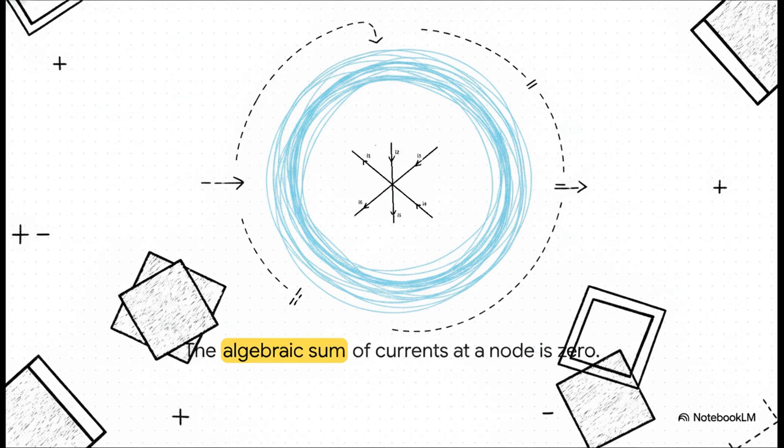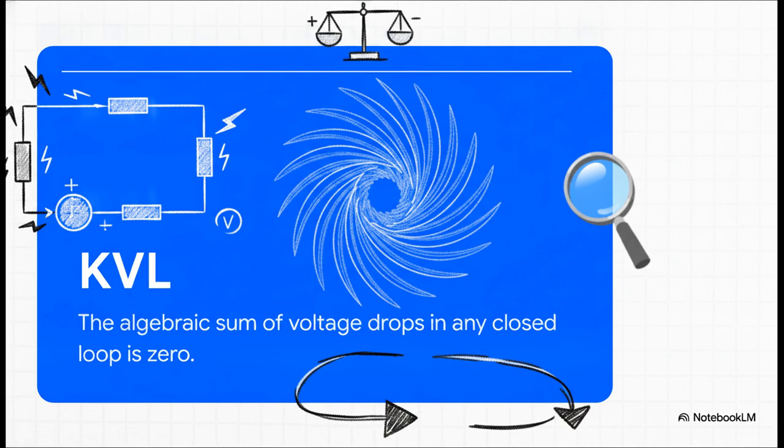Think about it like this. Say you've got multiple currents, let's call them I1 through I6, all crashing into a single central node. If you add up the values of the currents flowing inward and then subtract the values of the currents flowing outward, the algebraic sum must be absolute 0. It is a perfect, flawless equilibrium at every single point of connection in the grid. Then we have his second rule, Kirchhoff's voltage law, or KVL. Now, while KCL dealt with current at a node, KVL deals with voltage around a loop.